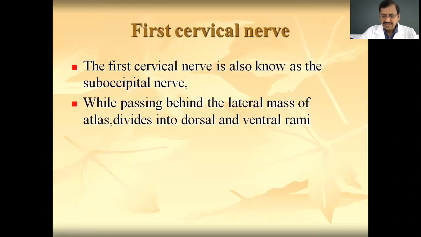Next content is the first cervical nerve. The first cervical nerve is also known as the suboccipital nerve, and the suboccipital nerve is also very, very important. While passing behind the lateral mass of the atlas, it divides into two parts, that is the dorsal and ventral rami.